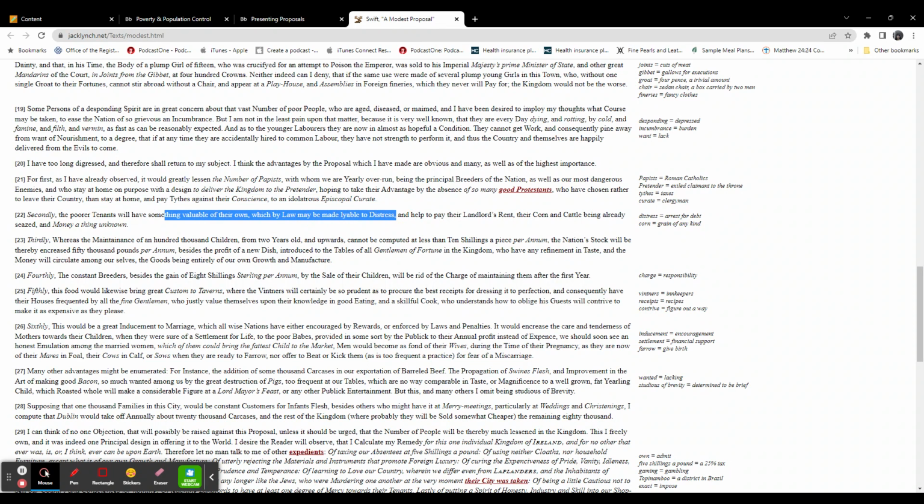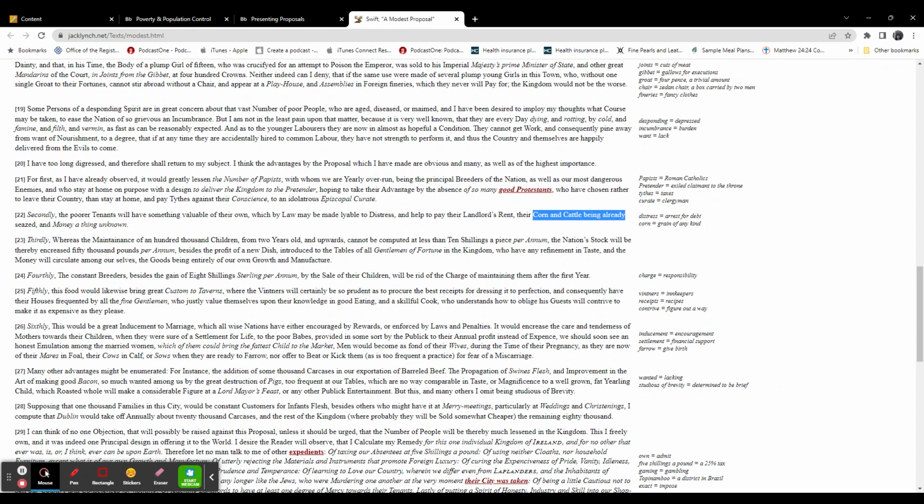Secondly, the poor tenants will have something valuable of their own, which by law may be liable to distress, and help pay their landlord's rent, their corn and cattle being already seized, and money a thing unknown. So no one really has any money. So the only thing they can do is essentially trade their babies. They don't have corn and cattle, which means they don't have property to sell. They don't have assets. So the bearing of the baby is something valuable of their own that they can trade.